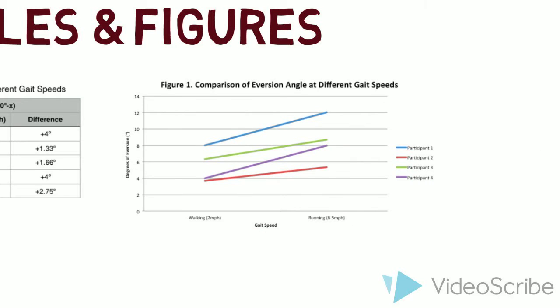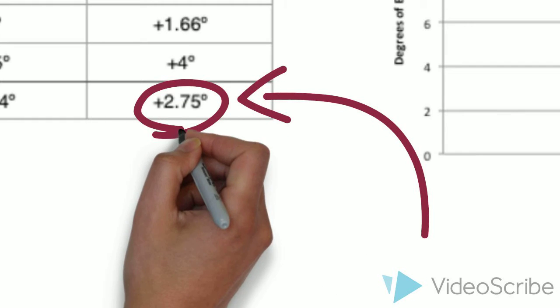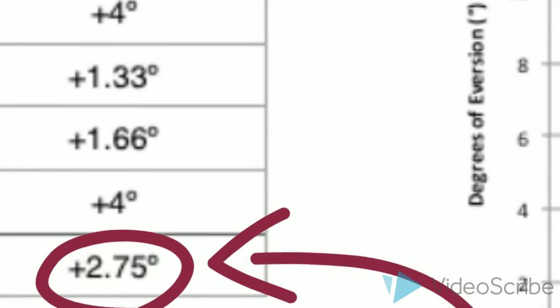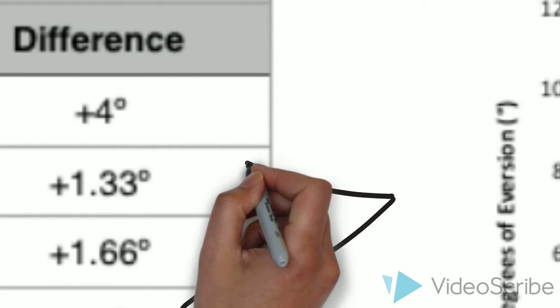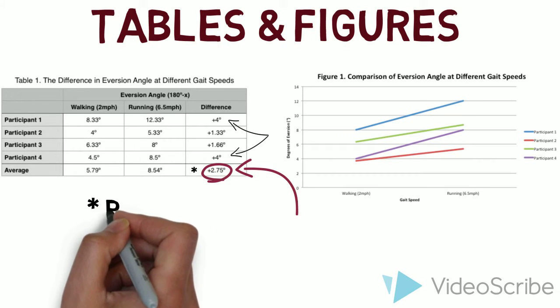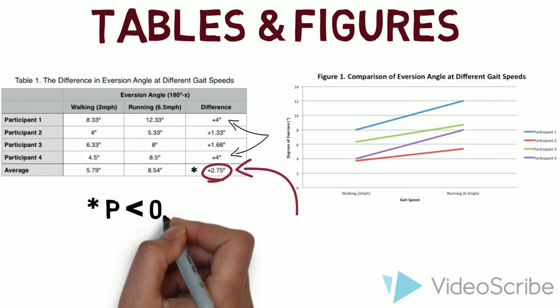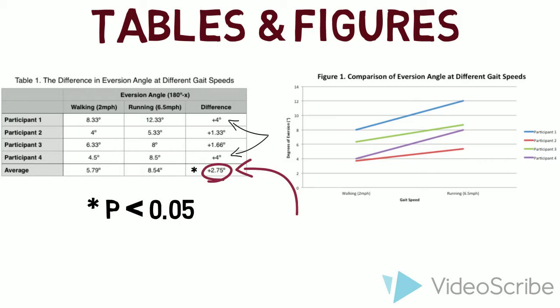We calculated the average difference in rear foot eversion to be 2.75 degrees between running and walking, with the largest difference occurring in participants 1 and 4, who both showed a difference of 4 degrees. It should be noted that angles of eversion during walking varied between participants, potentially influencing the overall difference between gait speeds. This could be explained by variation which naturally occurs between individuals.